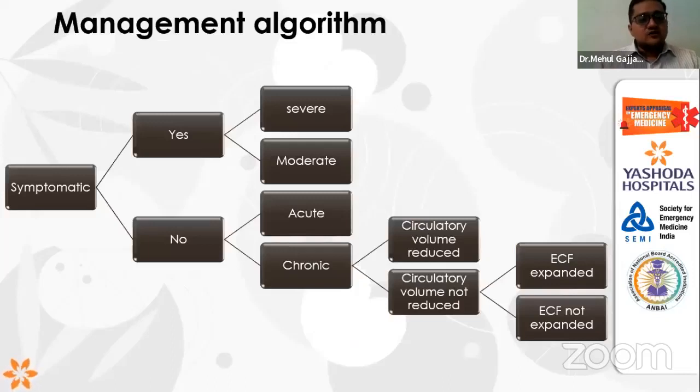Now coming to the management algorithm, first you have to decide whether the patient is symptomatic or not. If the patient is symptomatic, then what is the level of symptom, whether there are severe symptoms or moderate symptoms. If the patient is asymptomatic, then whether it is acute or chronic hyponatremia. If there is chronic hyponatremia, you have to rule out whether circulatory overload is there or not. If circulatory volume is not reduced, then you have to see whether ECF volume is expanded or not. So this is the flowchart of the management algorithm for hyponatremia.